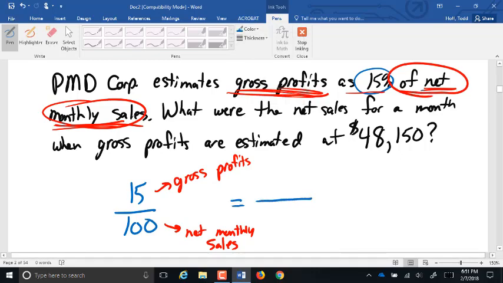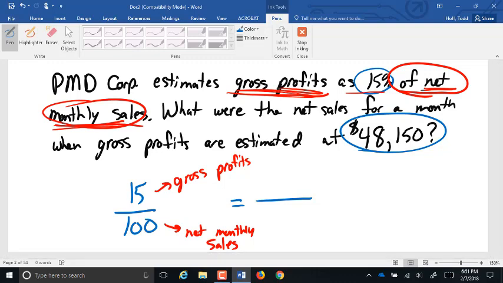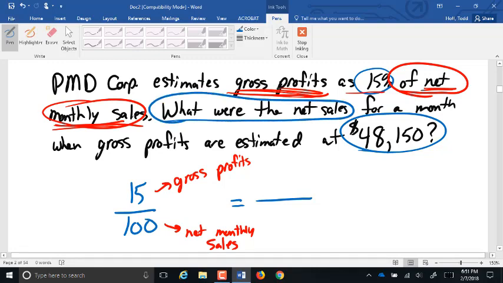So now on the other side of this, the 48,150, does that represent the estimate of gross profits, or does that represent the net sales? What are the net sales? That means we are looking for the net sales, right? For a month where gross profits are estimated at 48,150. So that 48,150 is representing gross profits, the estimate of gross profits. In a problem like this, it's real easy to assume, since that 48,150 is a large number, that it has to go on bottom. Here it does not.